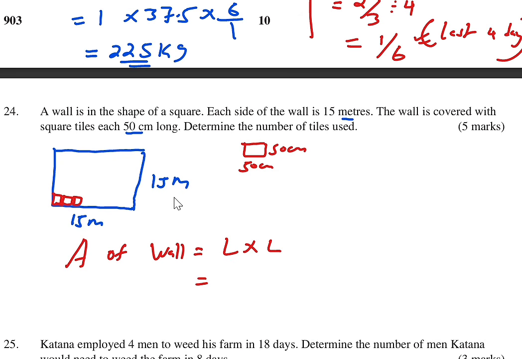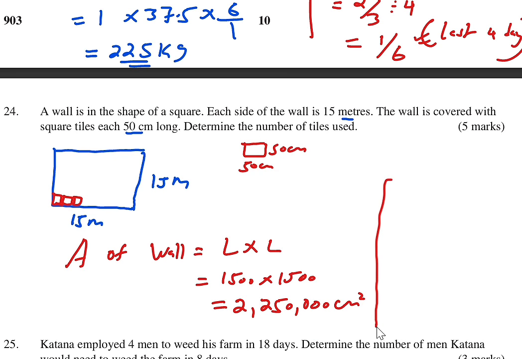I'm going to change because one is in centimeters and the other in meters. I convert this into centimeters and multiply by 100. So it will be 1500. So it is 1500 times 1500. It is 2,250,000 centimeters square. That is the area of the wall.